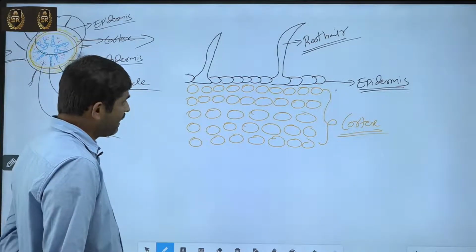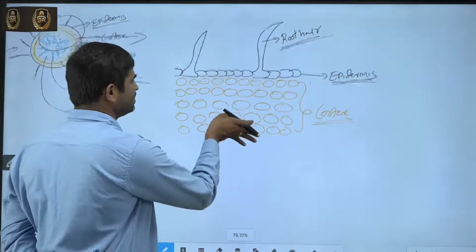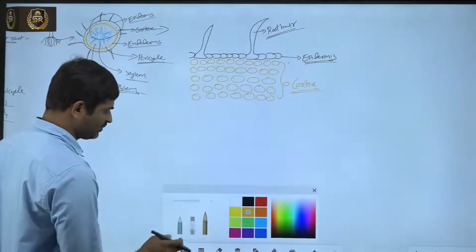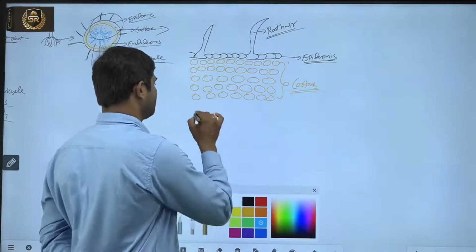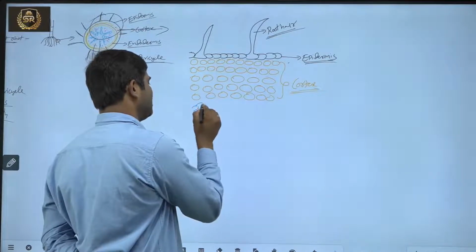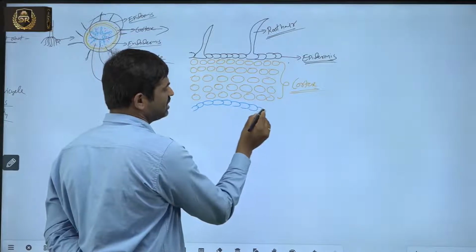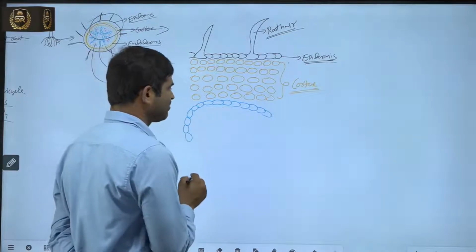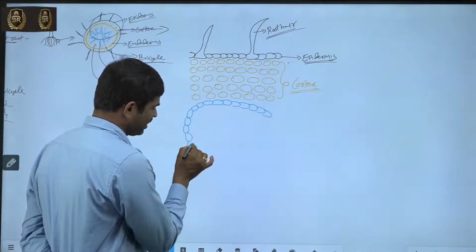Next, the innermost part of the cortex is called the endodermis. This is the endodermis part. Internally in the endodermis, suberized bands are present.